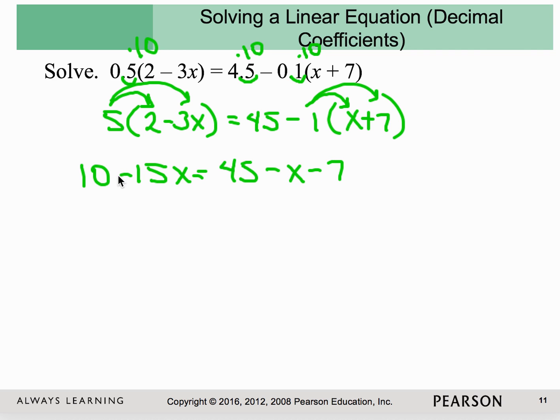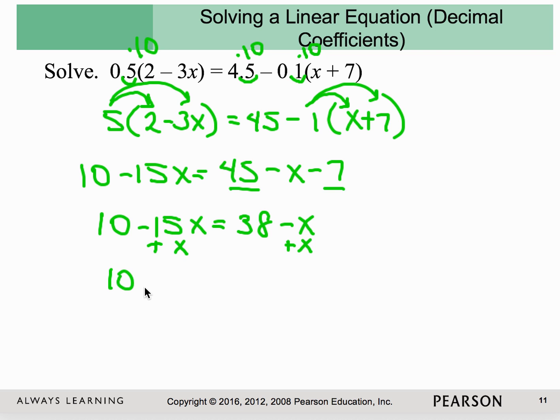Simplify each side. Nothing on this side that I can combine. They're not like terms, but I got a couple of like terms over here. So this side stays the same. And 45 minus 7 is, what's that, 38 minus x. Let's put all our variables on the same side. So let's add x. We're going to put them on the left for now. So this is 10 minus 15x plus x is minus 14x equals 38 minus 0.